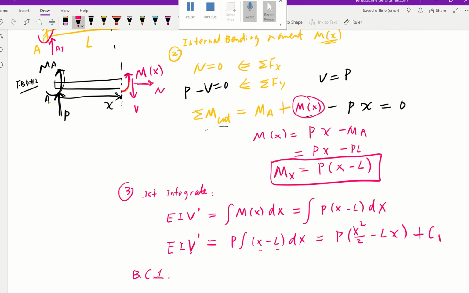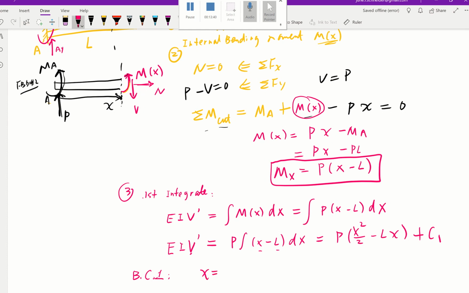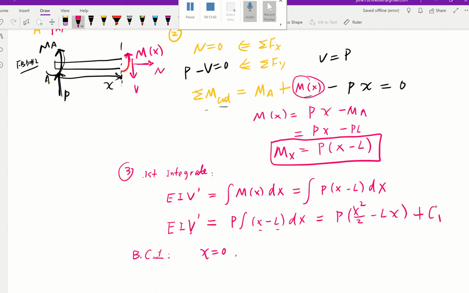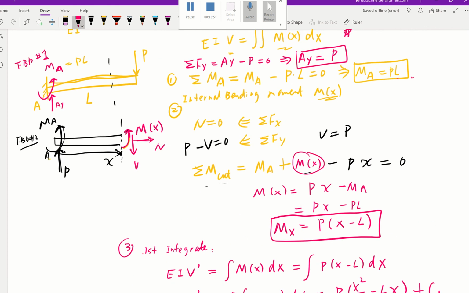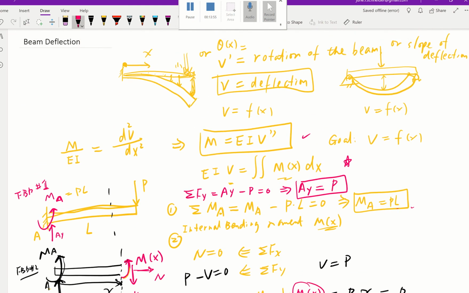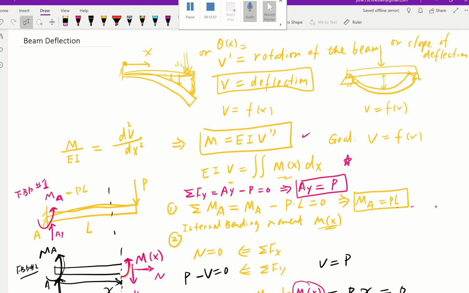For this one, when x is equal to 0, which means it's at the fixed support, what do you think the deflection will be? Deflection will be 0. However, what will be the rotation? What will be the rotation of this deflection? Thinking about this graph, when you have a diving board, you have a support right here, and it's going to deflect like this, right?